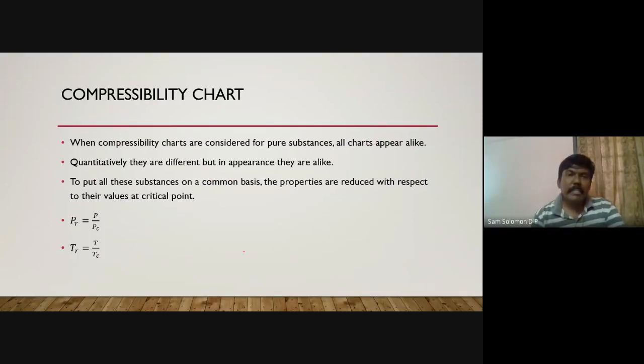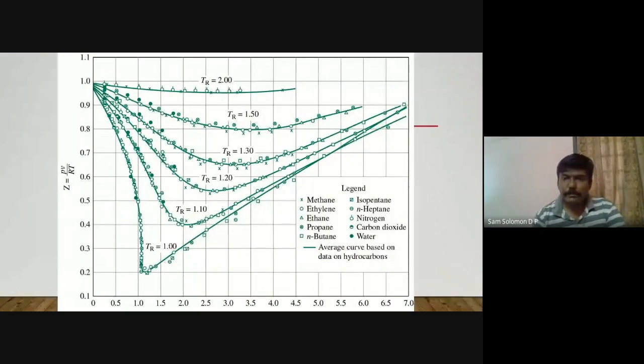So compressibility chart, if you look at it, this is the compressibility chart. You can see that it is done for various substances. I'll tell you what this TR, PR, and Z are. Z you are familiar with, which is the compressibility factor, defined as PV by RT. You can see methane, ethylene, ethane, propane, butane, and so many values. So this is how the compressibility chart appears.